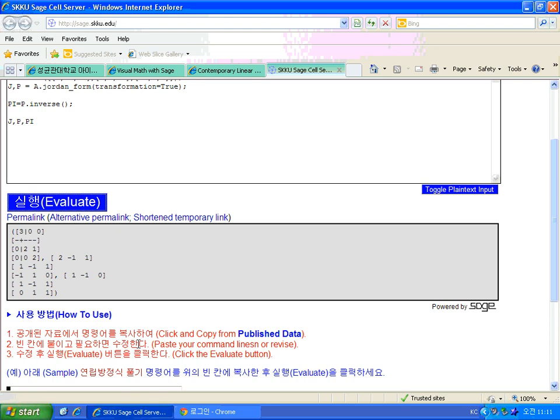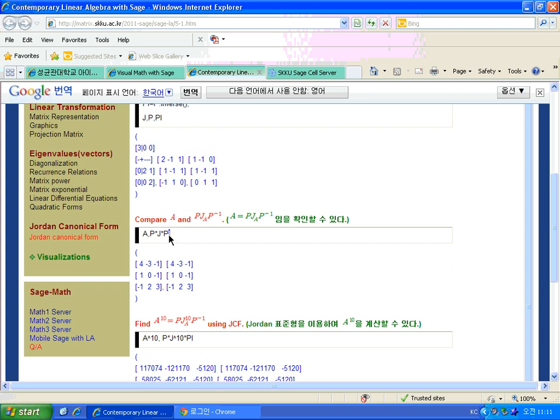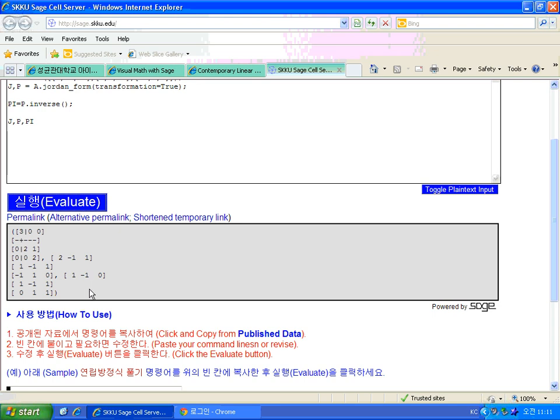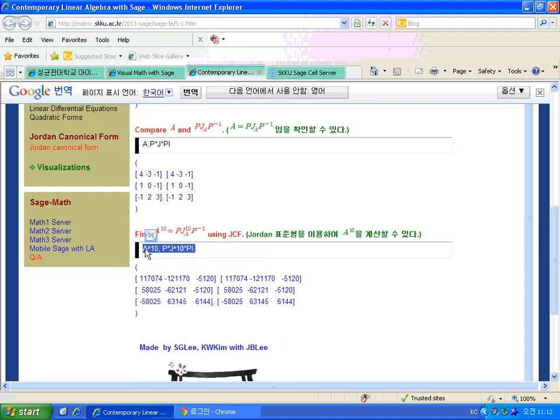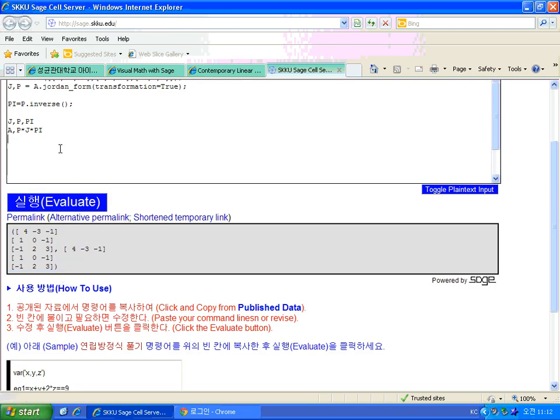Next, you want to compare this Jordan canonical form and check whether what you found is right or not. Then you can check they are the same matrix. So this 3 by 3 matrix is the same as this 3 by 3 matrix, so you can easily check it. Then you can find the tenth power of the matrix in here, so you now have the tenth power of the matrix A.